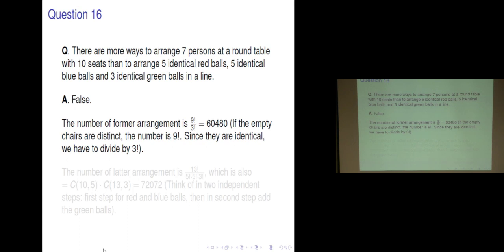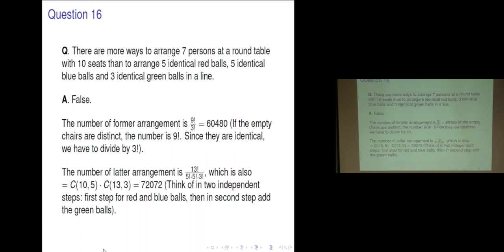Now suddenly the ghosts are the same. So the arrangements of ghosts all create the same thing. So you have to divide by 3 factorial, the possible arrangements of the ghosts, the empty seats. So the total number is 9 factorial divided by 3 factorial. Again, we get this number. Now, what about the other one? There are several ways of doing it. I think the simplest way is this.